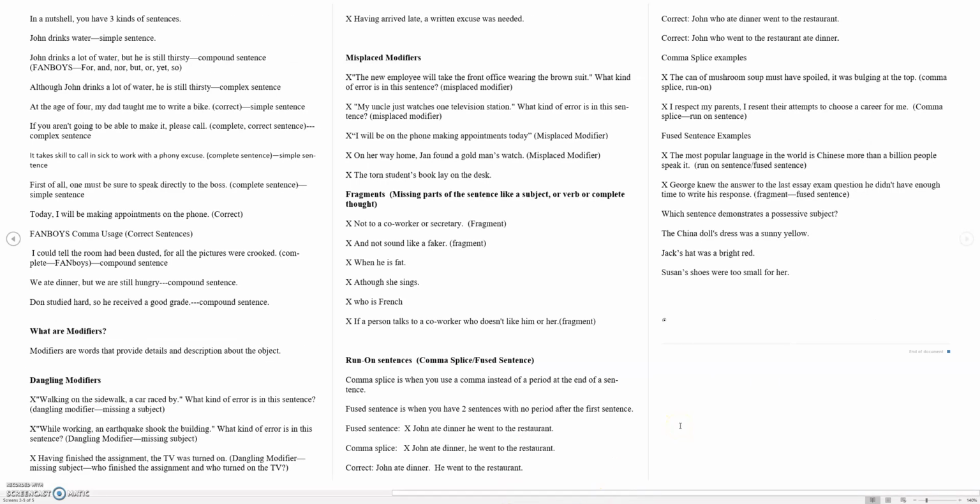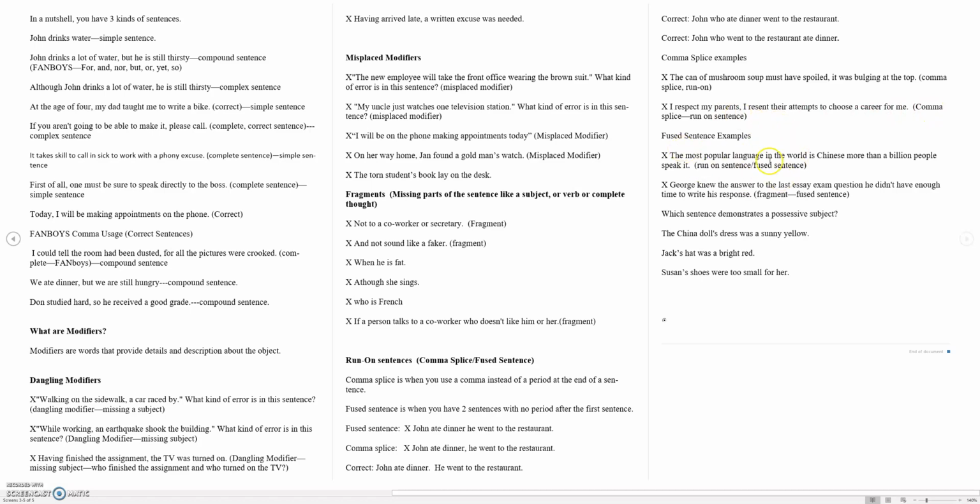Okay, correct: John who ate dinner went to the restaurant. John who went to the restaurant ate dinner. More comma slice examples. The can of mushroom soup must have spoiled, comma, it was bulging at the top. And so here you would put a period after spoiled, and then you would capitalize and write, it was bulging at the top. I respect my parents, I resent their attempts to choose a career for me. So you would put a period after parents, instead of the comma.